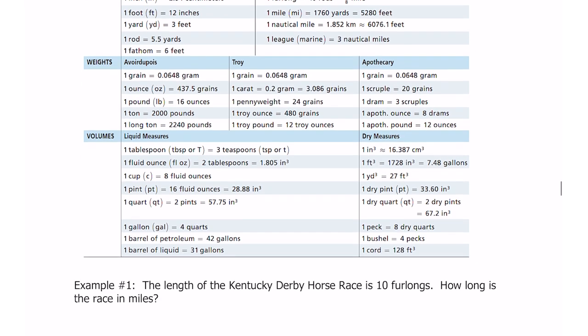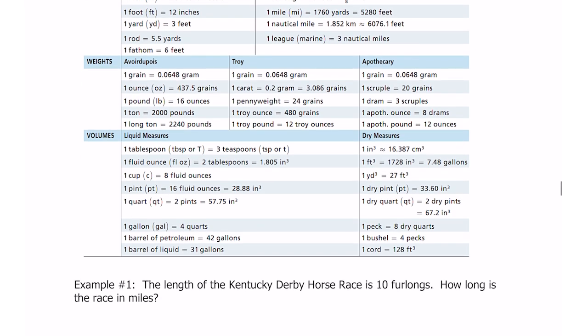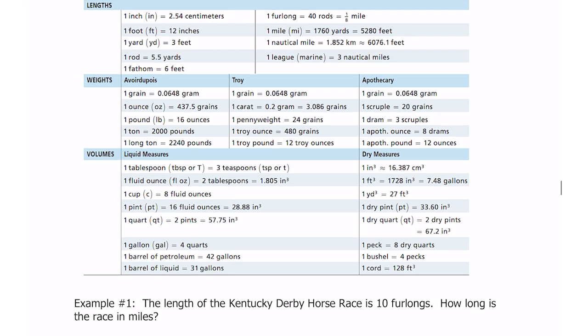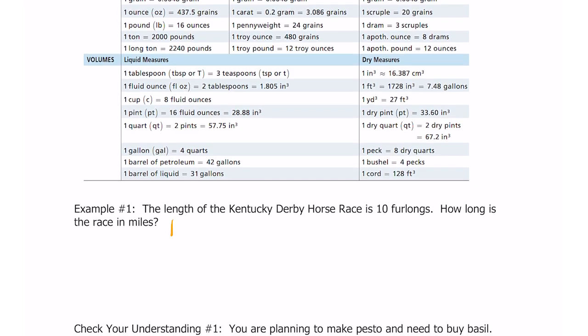So let's take a look at the first problem, where it tells us that the length of the Kentucky Derby horse race is 10 furlongs. How long is the race in miles? All right, so if I go back and I look, I can see that 1 furlong is equal to 1/8 of a mile. So I'm going to write that down here.